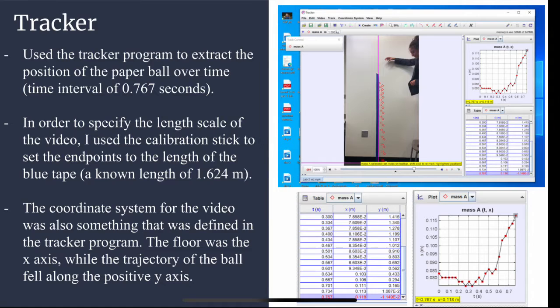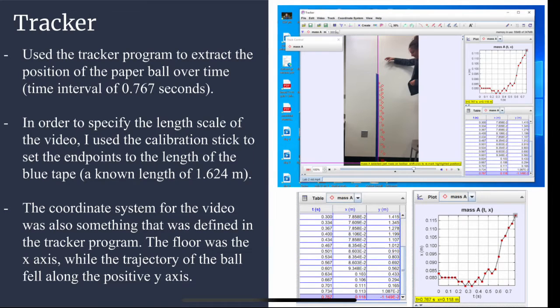Like I previously mentioned, I used the Tracker program to extract the position of the paper ball over time. My time interval was 0.767 seconds. In order to specify the length scale of the video, I used a calibration stick to set the endpoints to the length of the blue tape that is shown in the image to the right, and it had a known length of 1.624 meters.